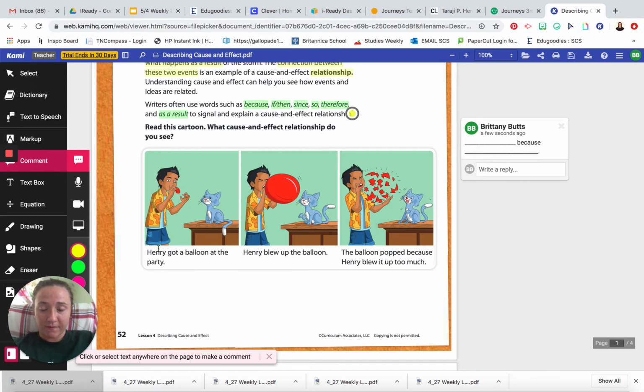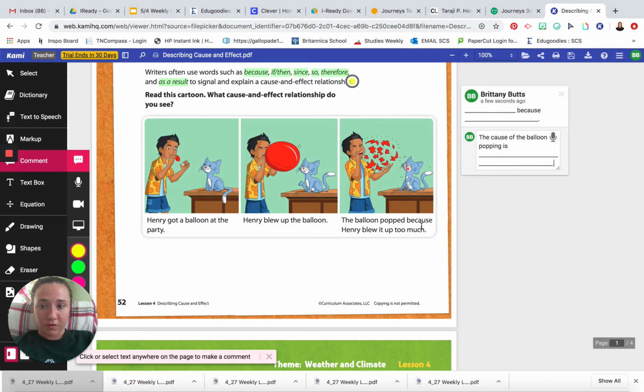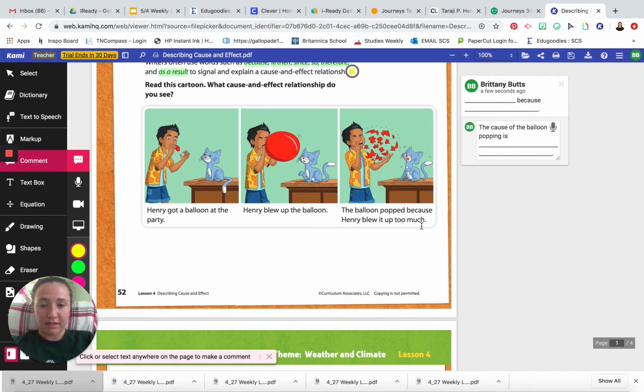Let's go ahead and read. Our comic strip says, Henry got a balloon at the party. Henry blew up the balloon. The balloon popped because Henry blew it up too much. Take a moment to think and fill out this sentence in. The cause of the balloon popping is blank. What happened to make the balloon pop? You know because the text says what?